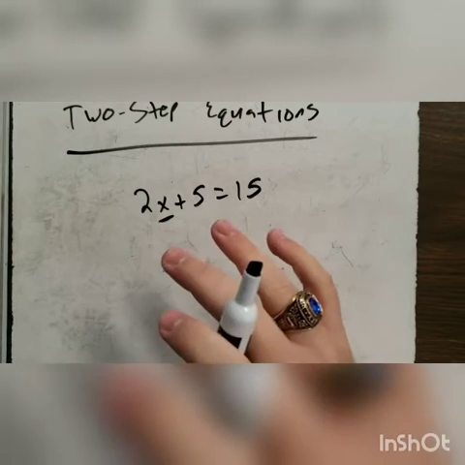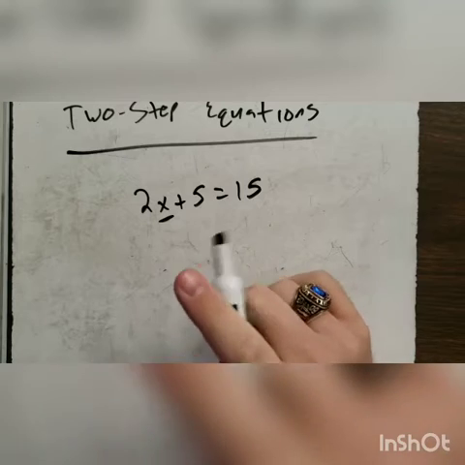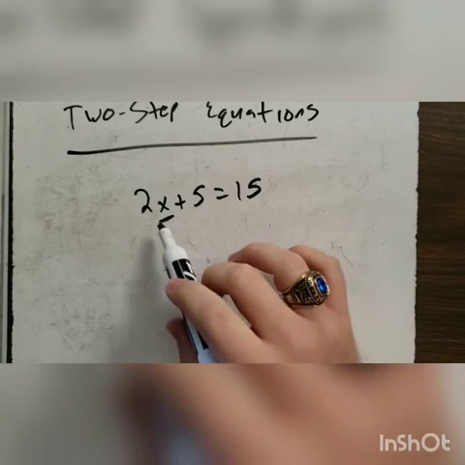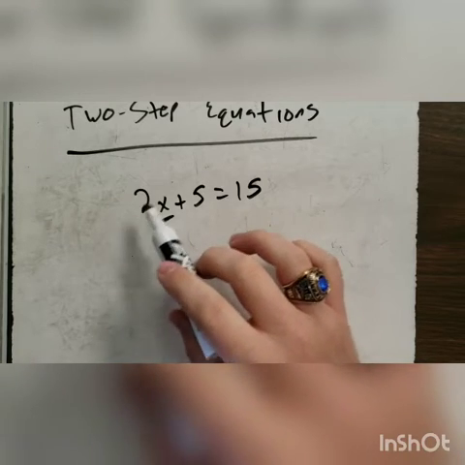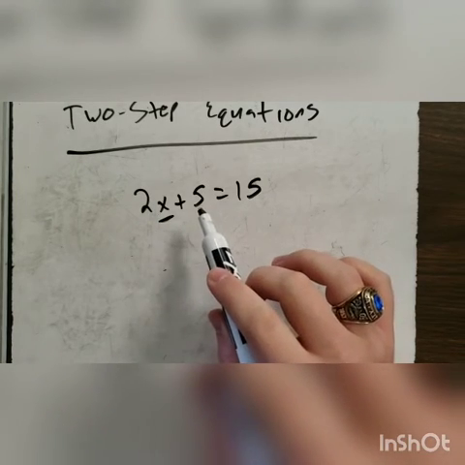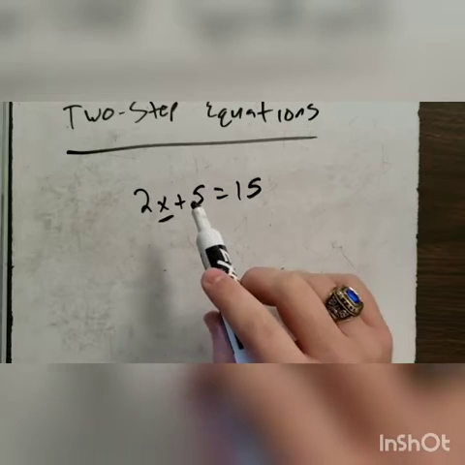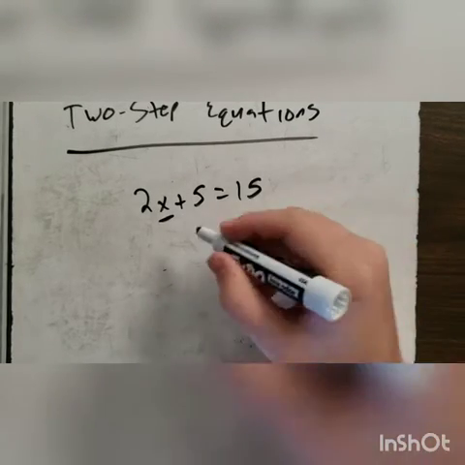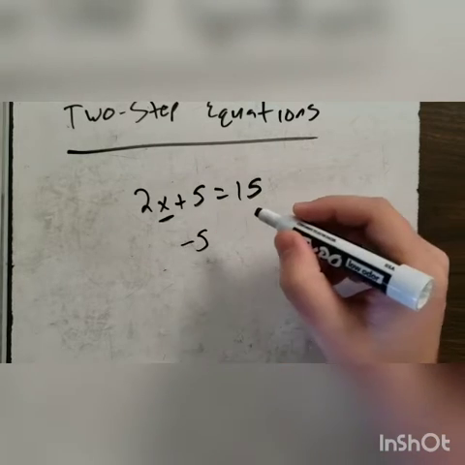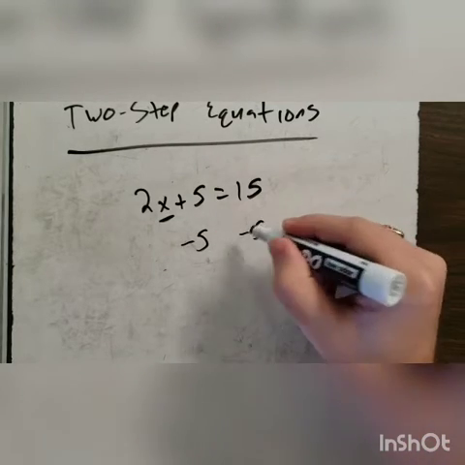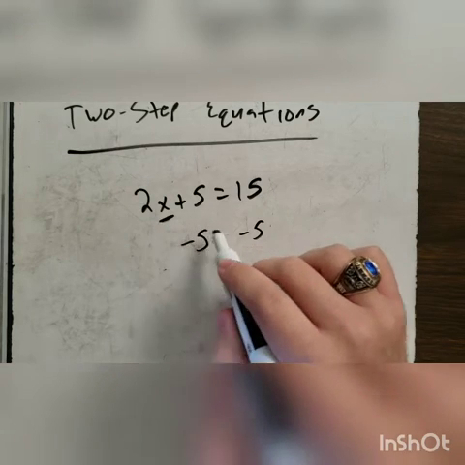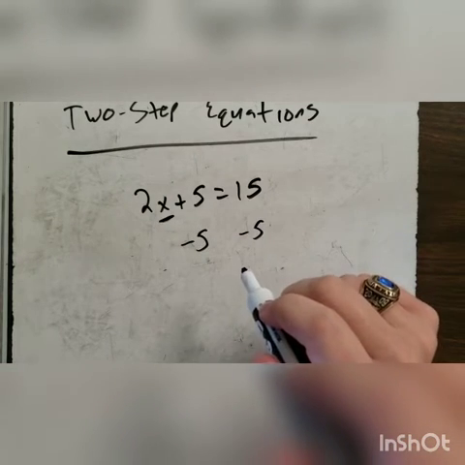Now, whenever you see a problem like this, the first thing you do is always move the number that is not attached to the letter. So our 2 is attached to our x, correct? But our 5 is not. So the first thing we move is our 5. Now, our 5 is positive. So to get rid of our positive, we have to do the opposite, remember? We do minus 5 here, and minus 5 to this side of the equal sign. Don't put it over here by the x. You can't do that. Put it on the other side of the equal sign.